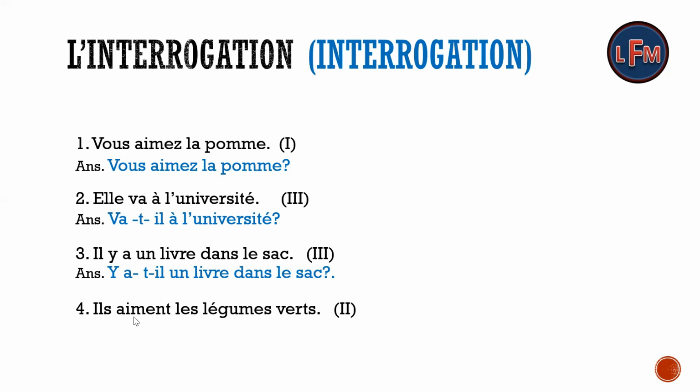And the next one is, ils aiment les légumes verts. They like green vegetables. So here we use the second form. We simply add est-ce que at the start of the sentence. Est-ce qu'ils aiment les légumes verts? Do they like the green vegetables? We put qu' with an apostrophe because the subject is starting with a vowel.